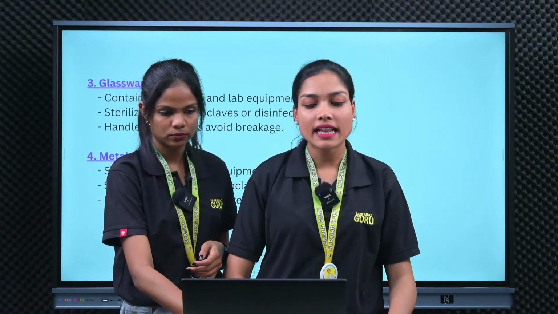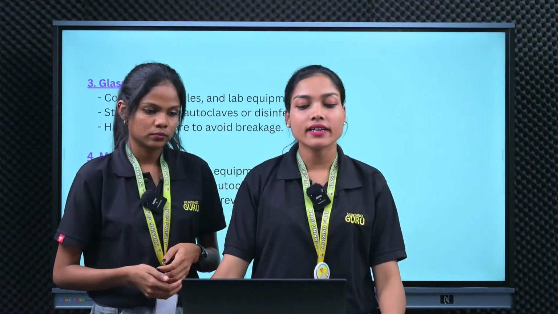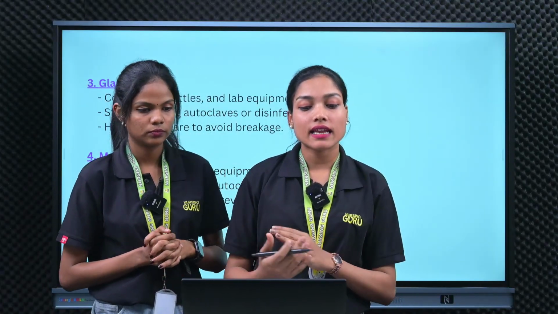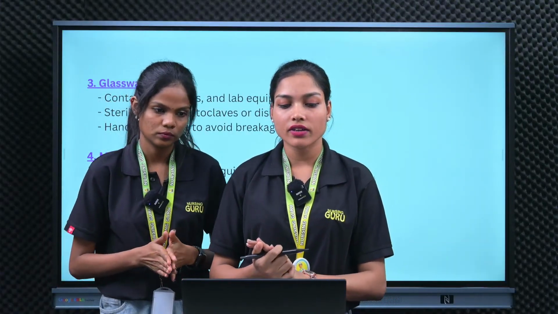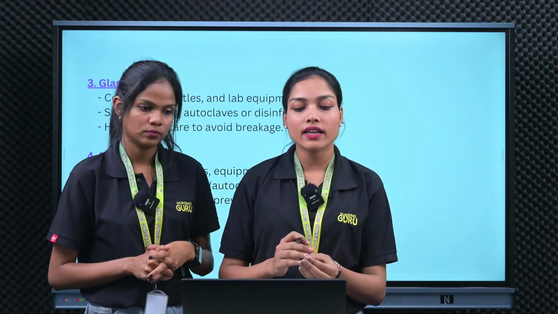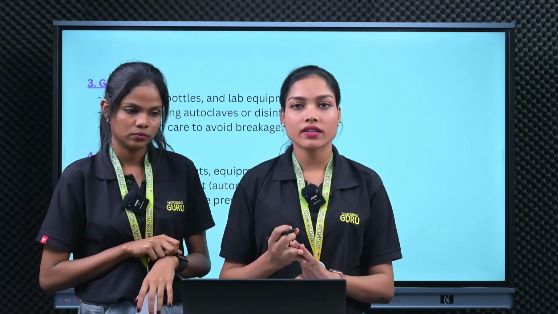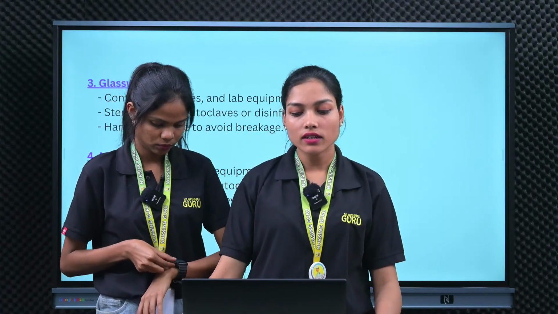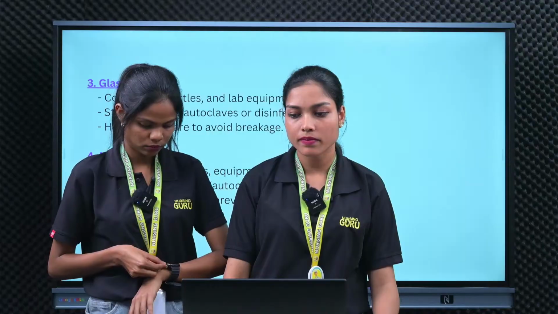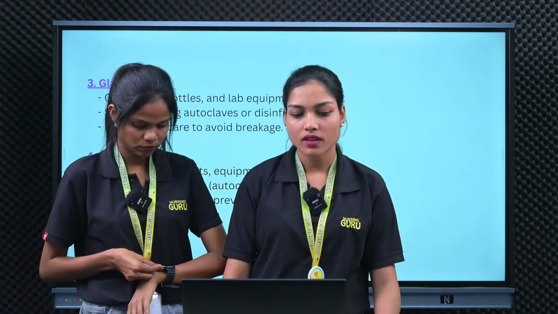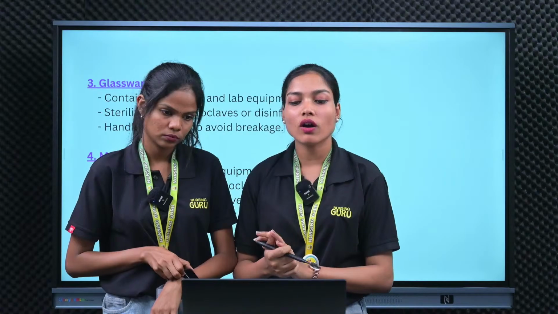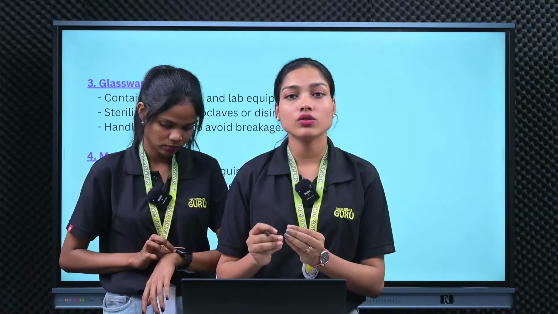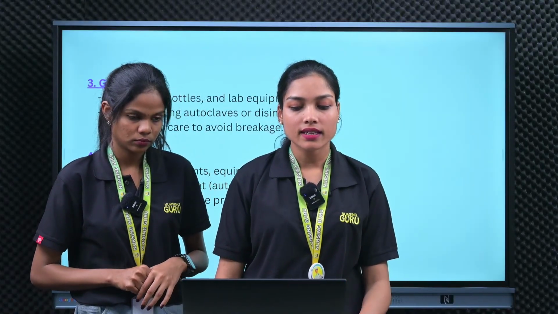Next one is glassware. Glassware includes containers, bottles and lab equipment. These are sterilized using autoclaves or disinfection. What are we using to sterilize the glassware? Autoclaves or disinfectants. Then handle with care to avoid breakage. We need to take care that the bottles do not break. That is glassware.